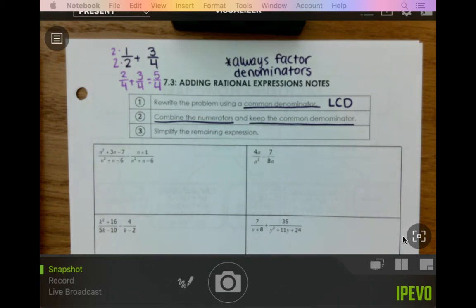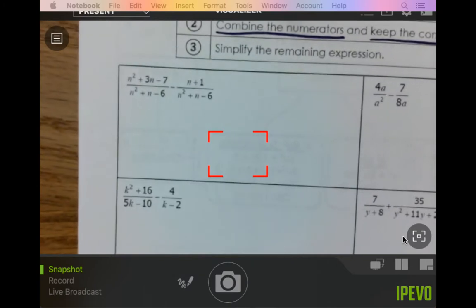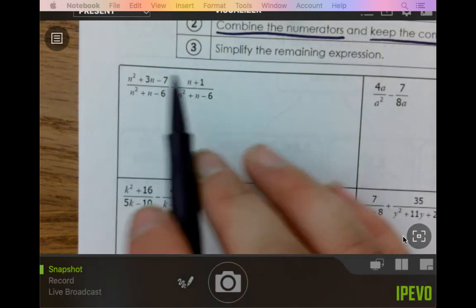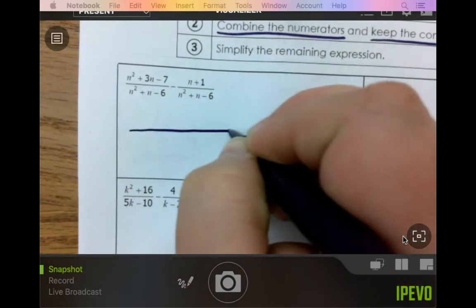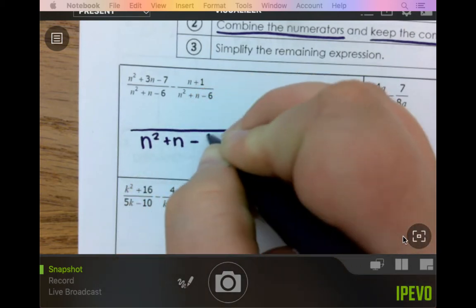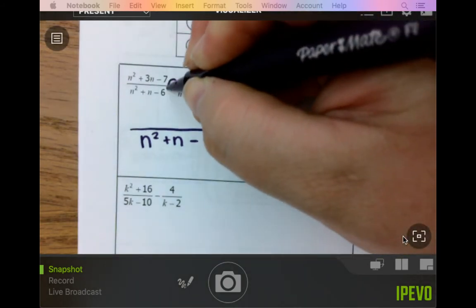As we start to look at this first example, you should notice that while the denominators aren't super nice, they're the same expression, they're both n squared plus n minus 6. That is going to be the denominator of your fraction once we put them together. You don't change the denominator. But the top part, we're going to subtract because there is a subtraction symbol right here.